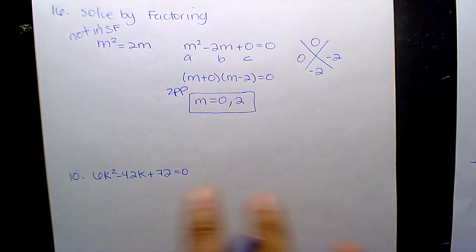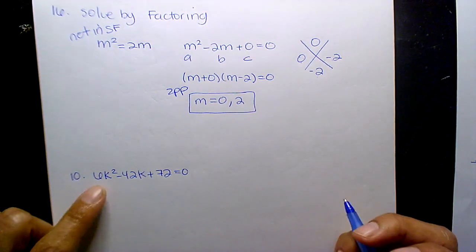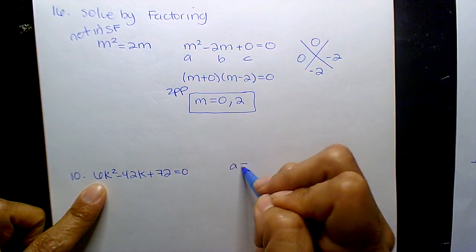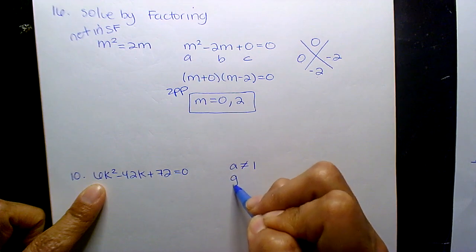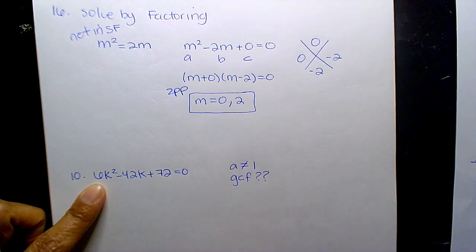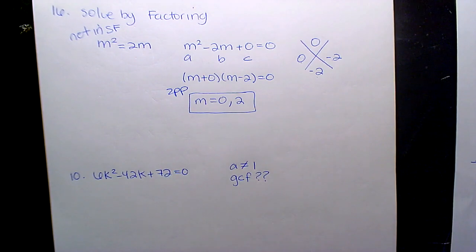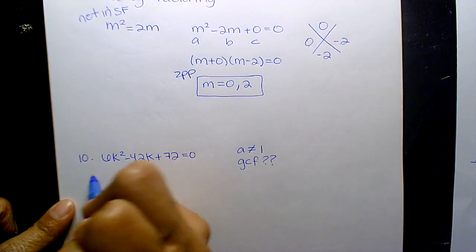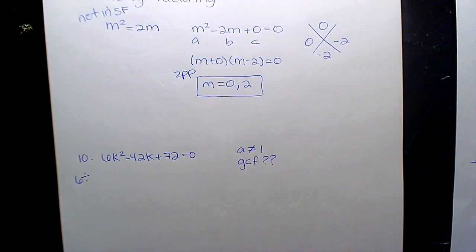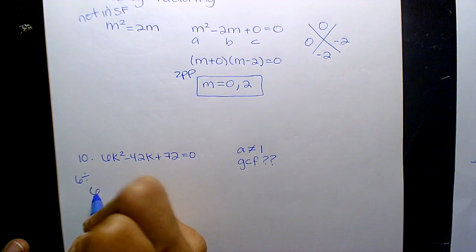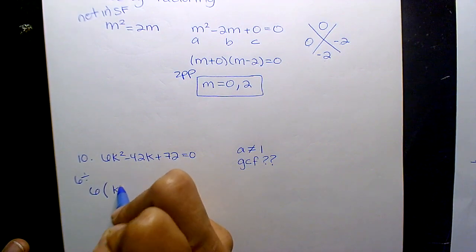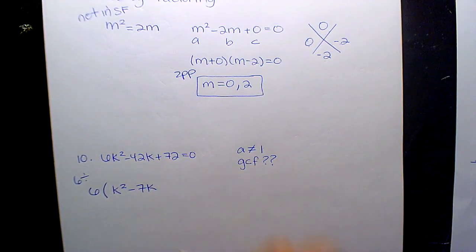Okay, 10. Your A value is not 1. So what's the first step? Check to see if there is a GCF. You want a GCF. It makes your number smaller. Smaller is better because then you don't have so many pairs to deal with. Okay, each of these is divisible by 6. Your GCF is 6. So I'm going to factor out the 6 and I get k squared minus 7k.